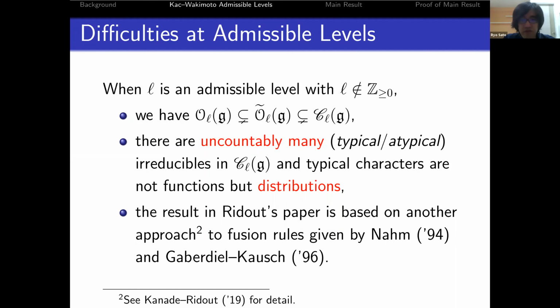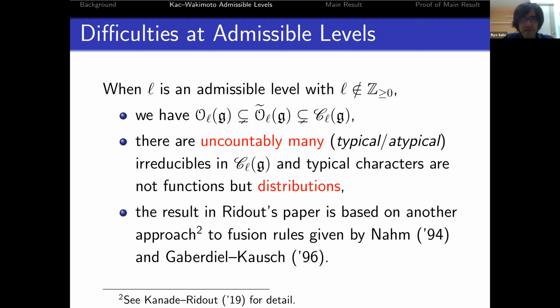Also, the result in Ryo's original paper is based on another approach other than the vertex tensor category theory. So, another approach to fusion rules is given by Nam and Gabriel Kausch. So we need to check the equivalence between the NGK algorithm and the other side, the vertex tensor category algorithm.